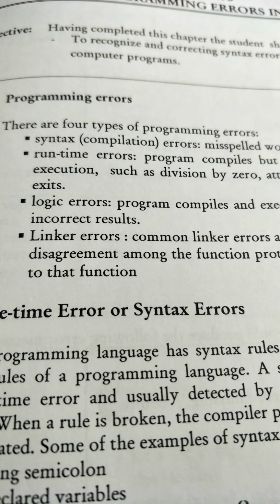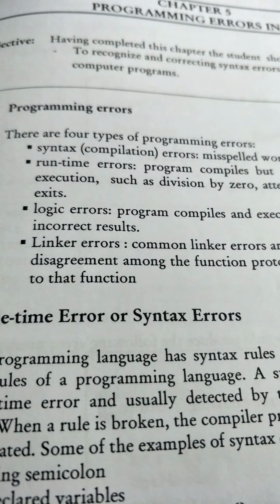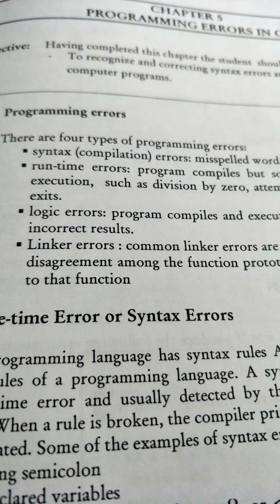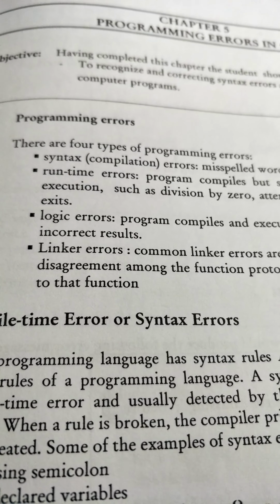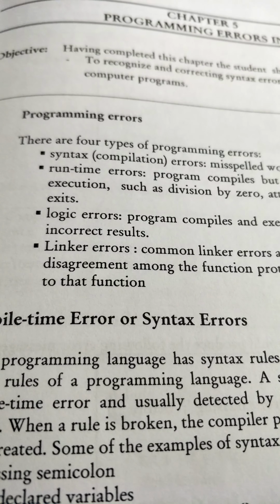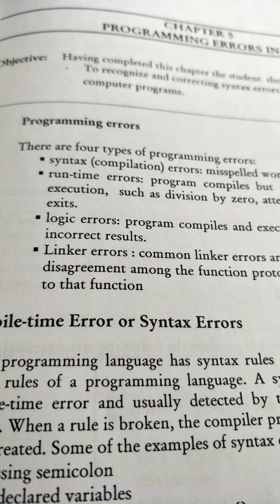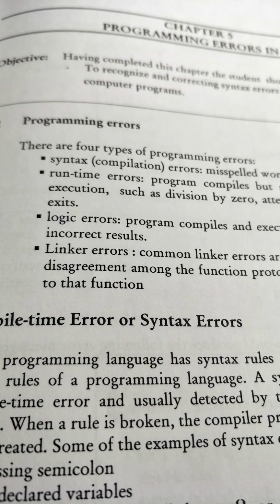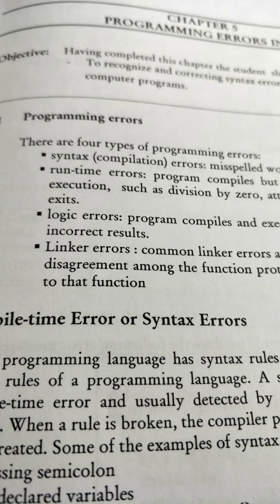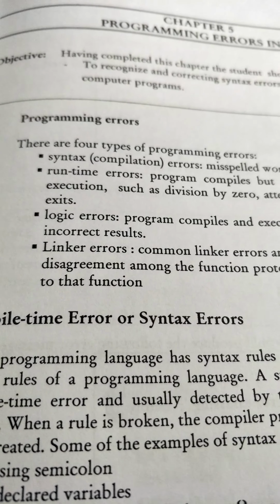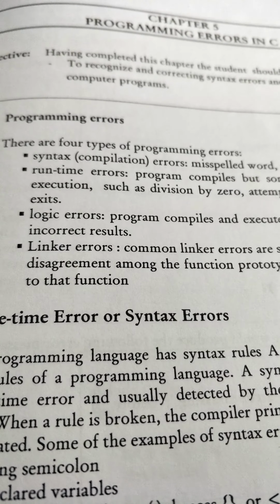Another type is runtime error. In this case, your program might compile, but sometime during the execution, for example, you divide by 0, or you read data that doesn't exist, so it gives you an error. This kind of error sometimes is quite difficult to find. A runtime error is quite difficult to find.